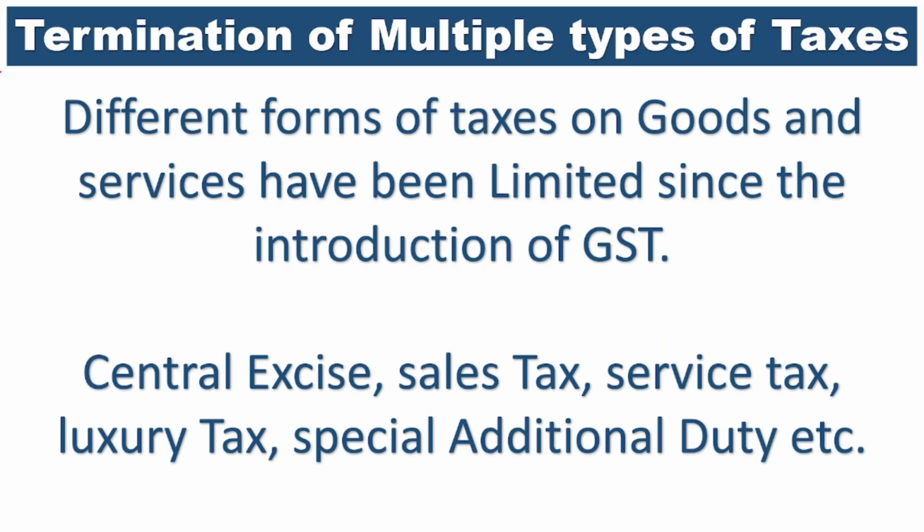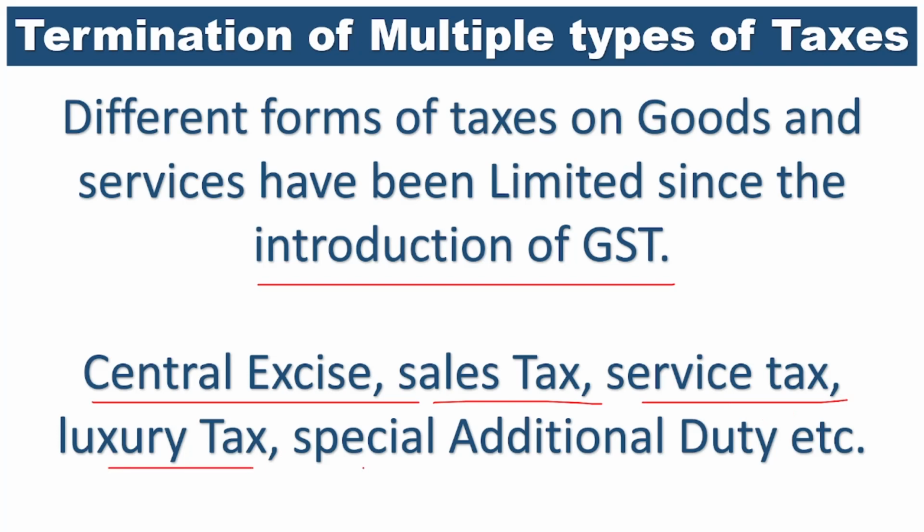The first one is termination of multiple types of taxes. Different forms of taxes on goods and services have been limited since the introduction of GST. Before GST was implemented, we had central excise duty, sales tax, service tax, luxury tax, special additional duty, countervailing duty, all these multiple types of taxes. All these have now been terminated completely, and we have introduced only one type of tax structure, that is GST.